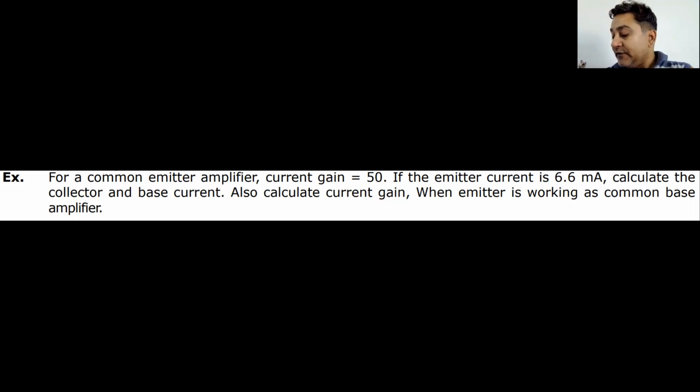For a common emitter amplifier, current gain is 50. Emitter current is 6.6. Calculate the collector current, base current, everything. Also calculate current gain when the transistor is working as common base. So they are asking you the value of which one? Alpha. They're asking you the value of alpha, and they've given you the value of beta. Let's see who cracks it.